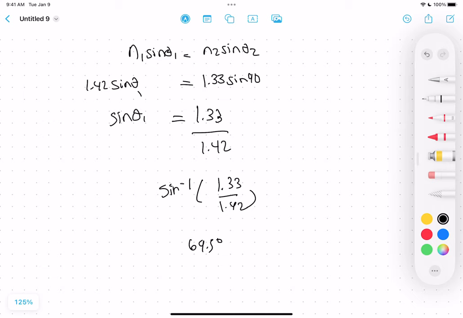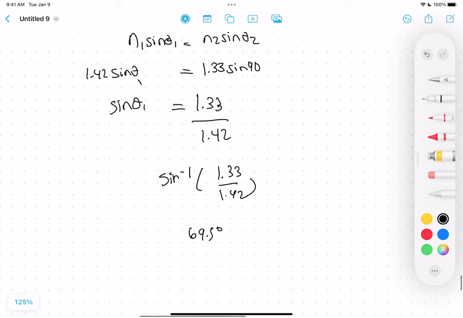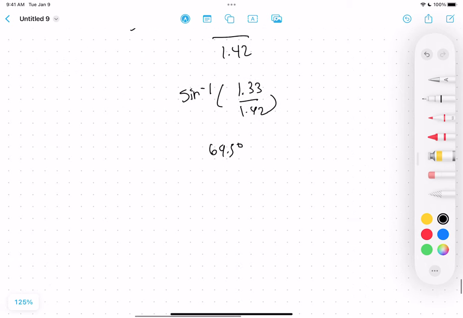So that is the refracted. Oh, nope, that's the critical angle. So now we're done with problem 8 with this oil and water stuff, right? Problem 9 is the lenses.